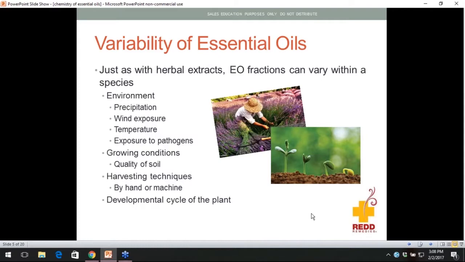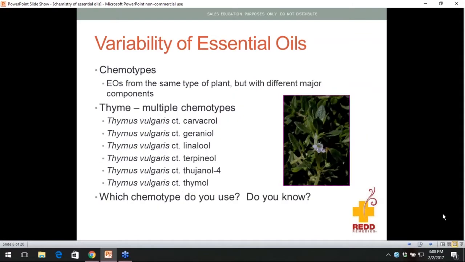That's also really important. Flowers at full bloom are going to have very different essential oil content than flowers that are just budding. So plant development plays a really big role, a huge part in the variability of the essential oil fraction. So when we talk about variability, we're also talking about chemotypes.